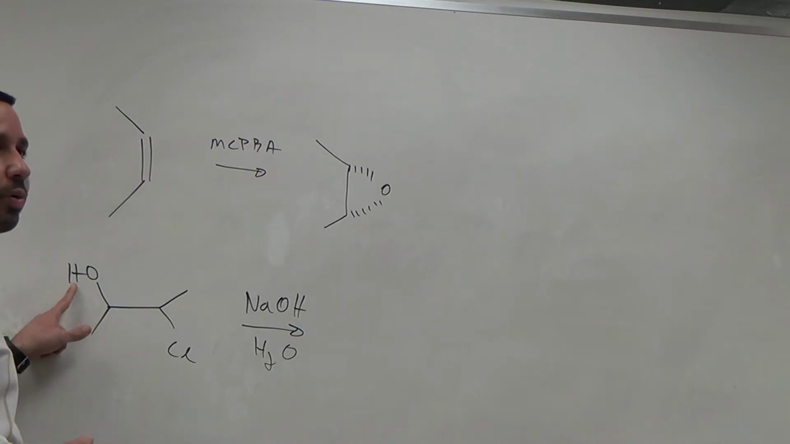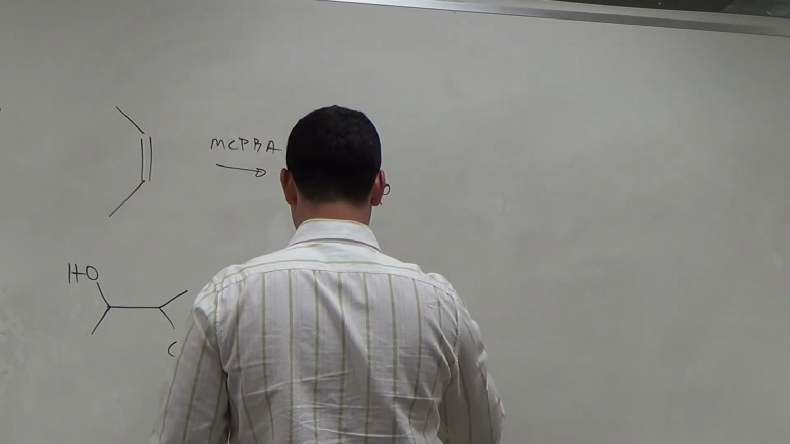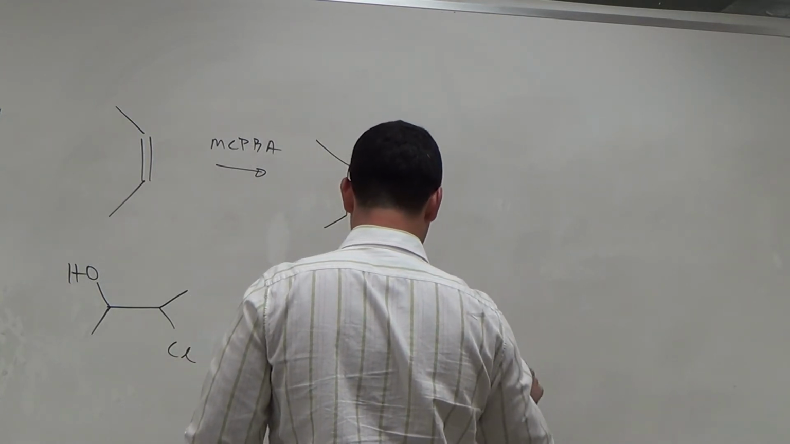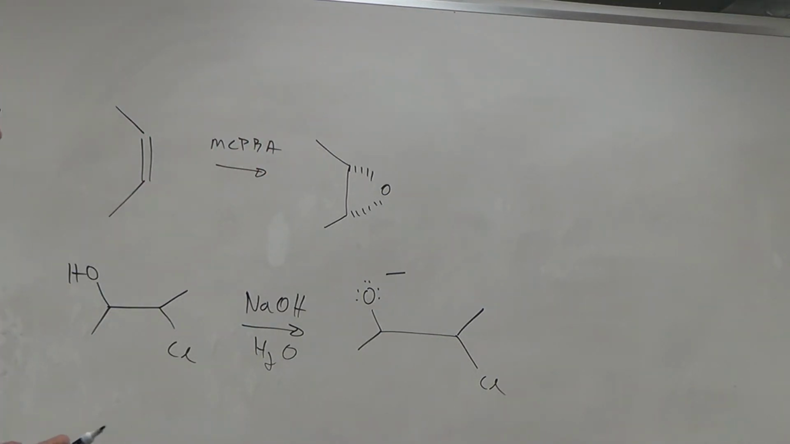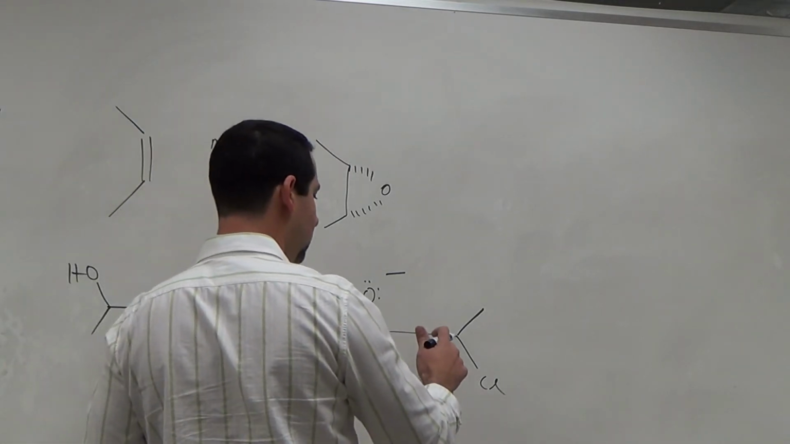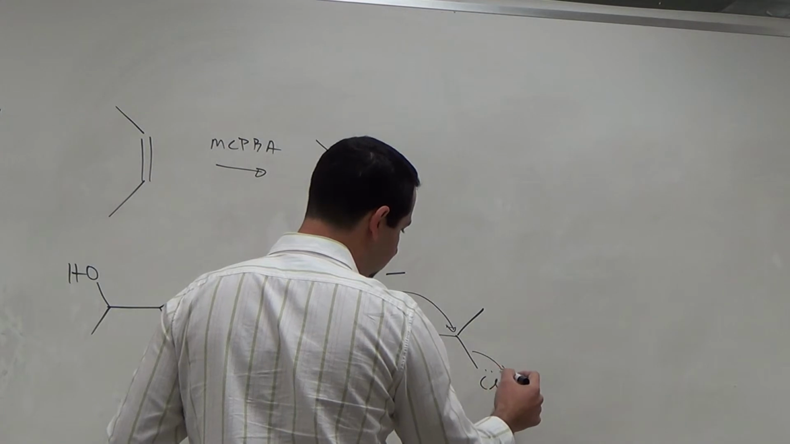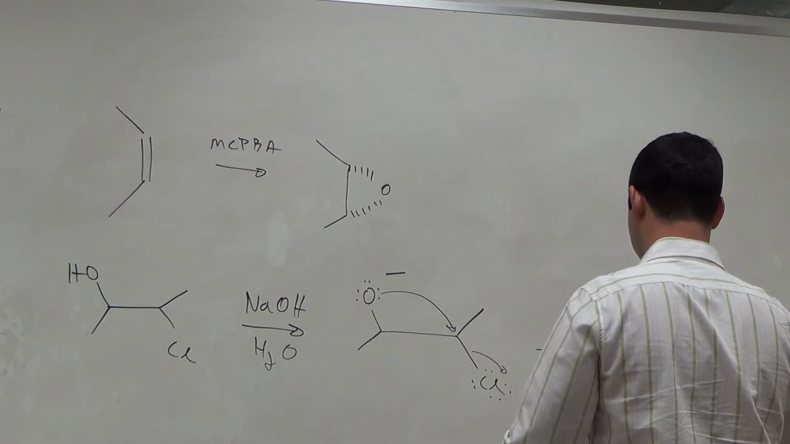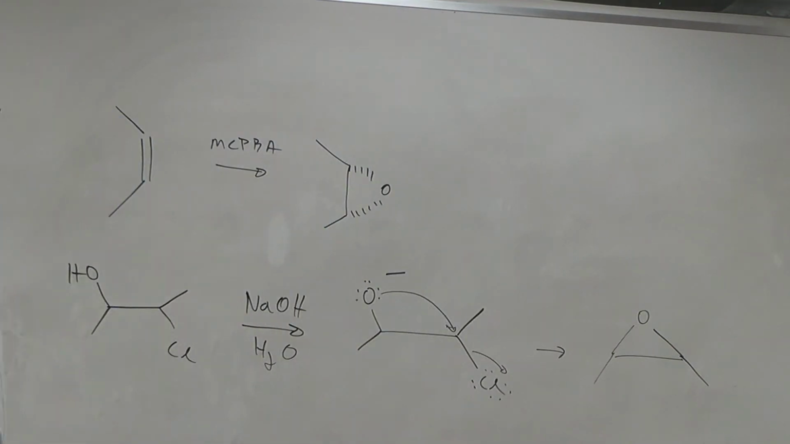But it's gonna abstract this proton here. If it abstracts this proton here, what it's going to form is this: O with a negative charge, and the Cl here. And this negative charge does something called an intramolecular nucleophilic attack on this carbon. So this oxygen is going to attack this carbon, and the chlorine is going to leave. And when it does that, it forms the epoxide. Okay?